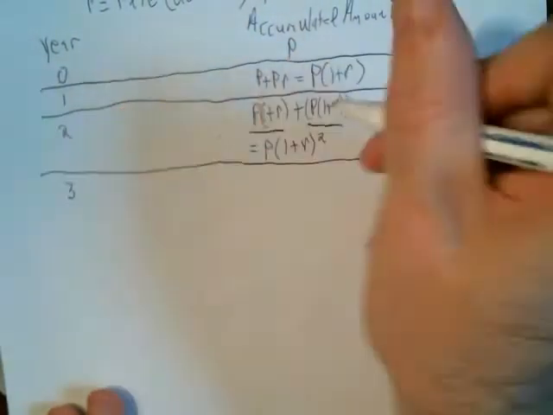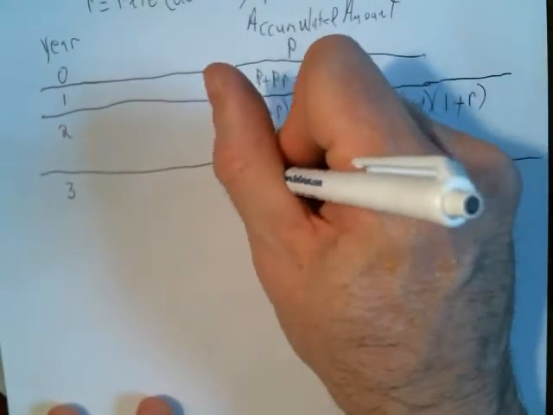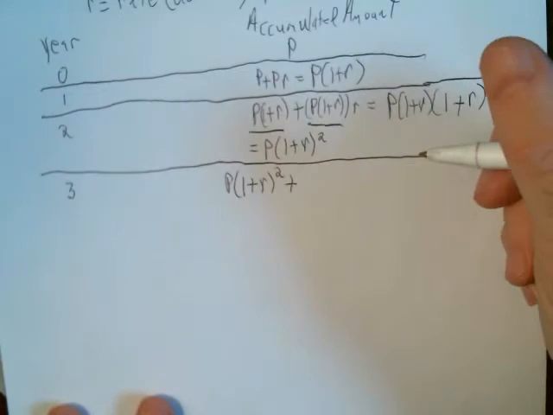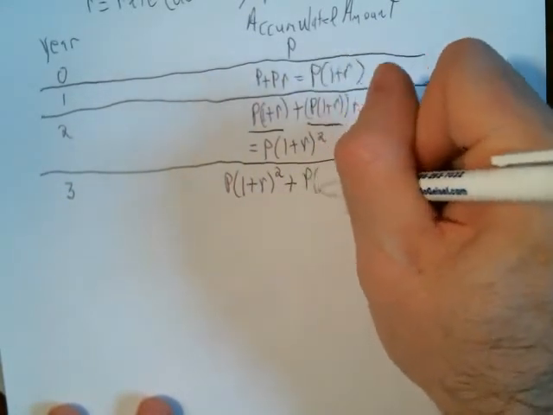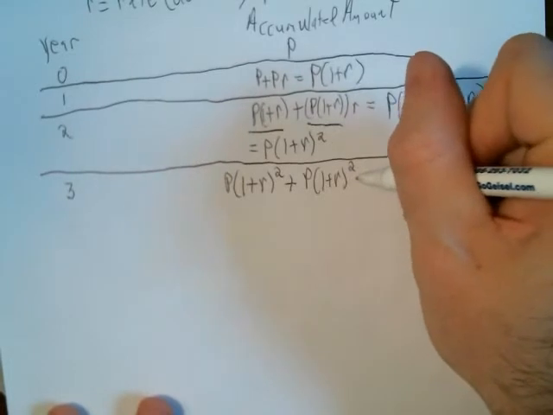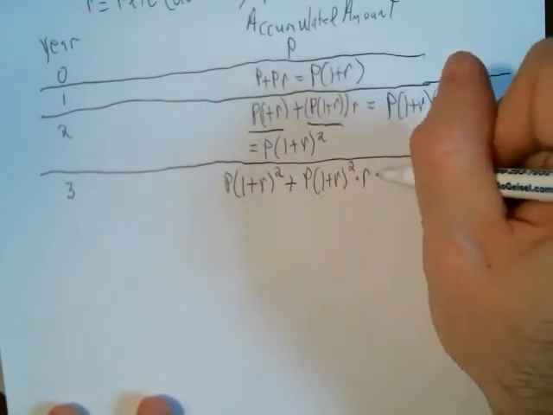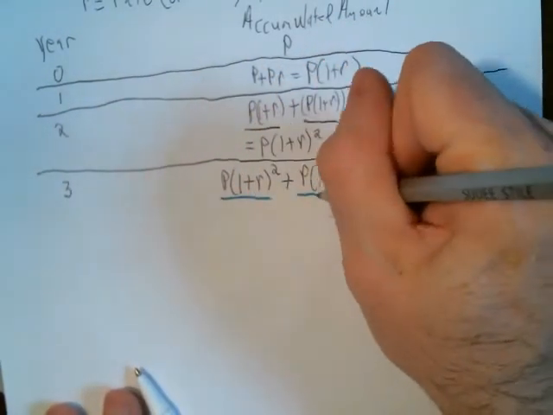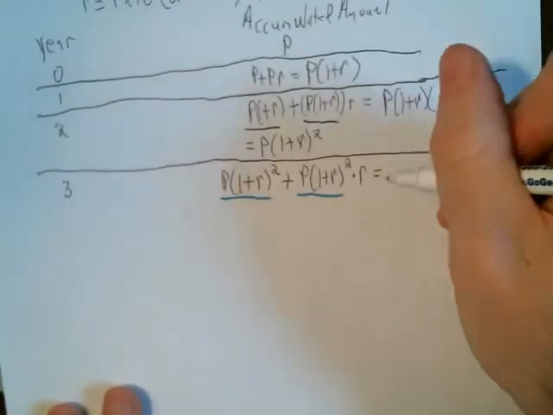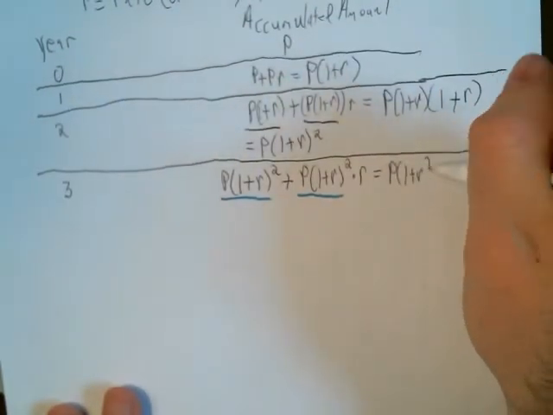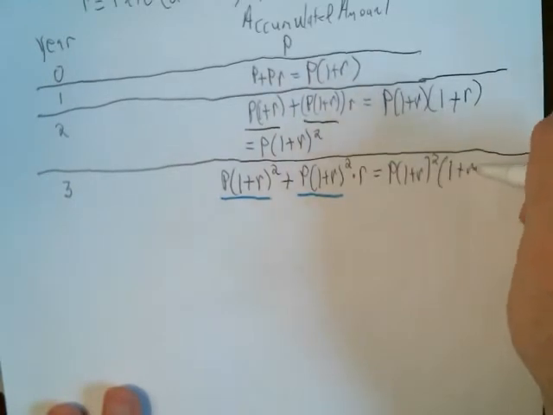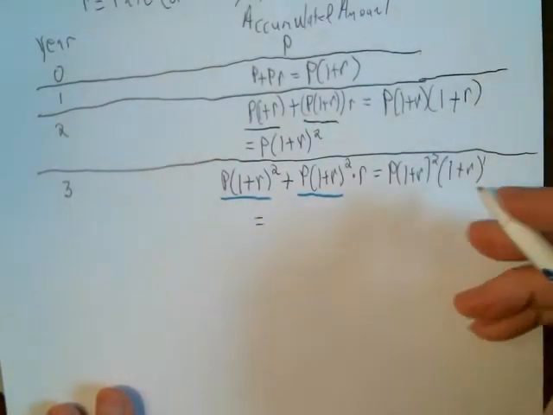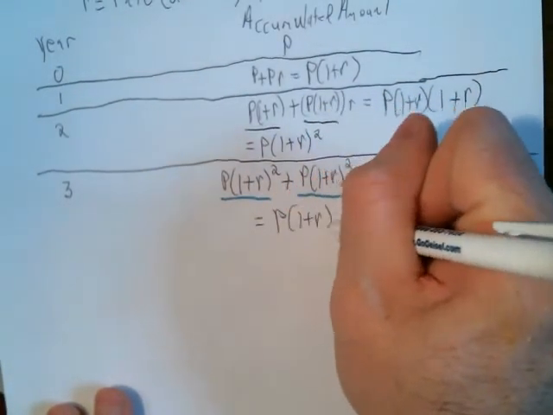And let's go for year 3. So now you'll have the amount that's already in your account, P times (1 plus r) squared, plus the interest on that amount. So you'll have P times (1 plus r) squared times r. And then you just pull the same trick again. You can factor out this thing and this thing, and you'll be left with P times (1 plus r) squared times (1 plus r). And of course, if you multiply this times this, you add the exponents. 2 plus 1 is 3, so you have P times (1 plus r) cubed.